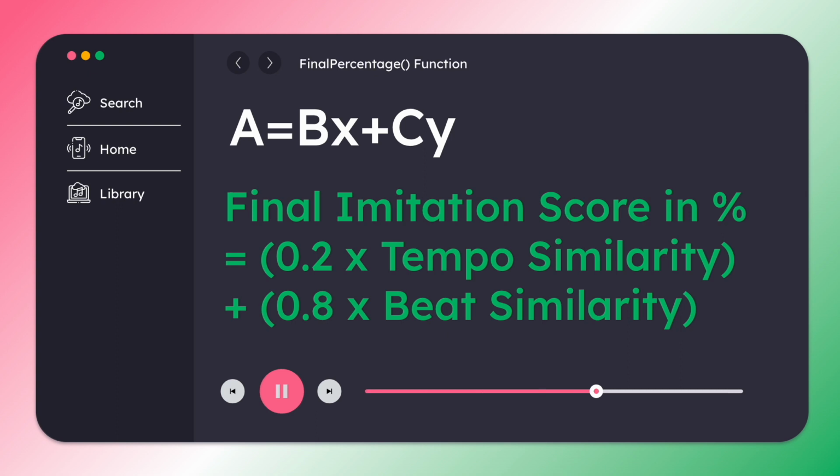The weightage assigned to B and C is 0.2 and 0.8 respectively. This is because the skill of controlling speed, while necessary, is a more advanced skill that users may take some time to master, and hence a lower weightage is assigned to tempo.